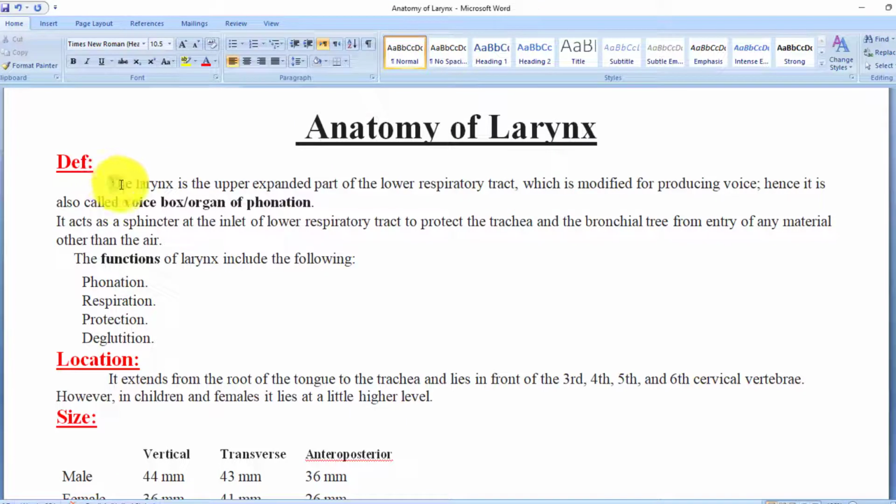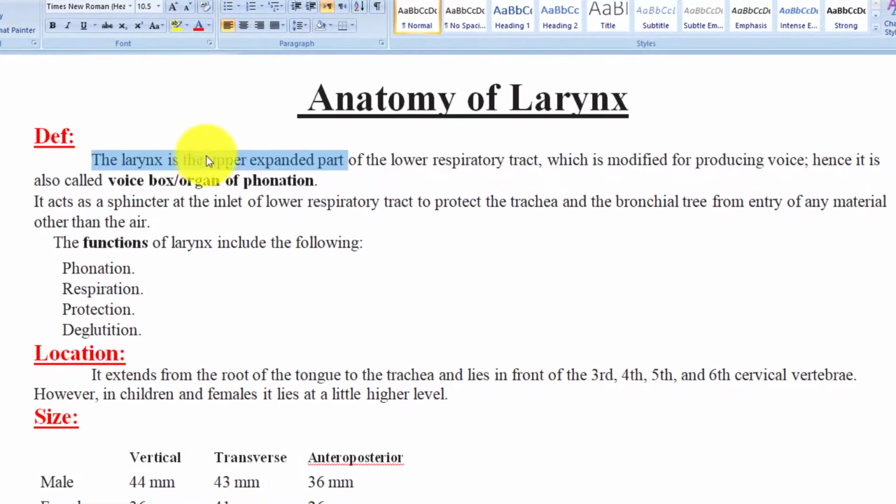So we say the larynx is the upper expanded part. Expanded part means it is the part of the lower respiratory tract which is a little bit expanded. The lower parts other than the larynx are collapsed or very small diameter tubes. So the larynx is the upper expanded part of the lower respiratory tract which is modified for producing sound.